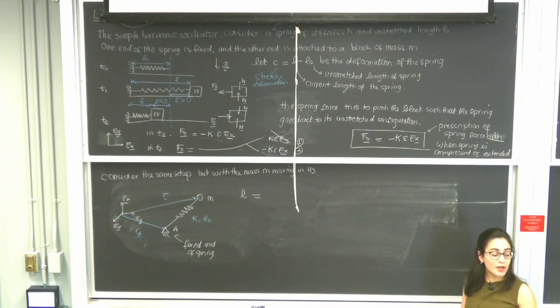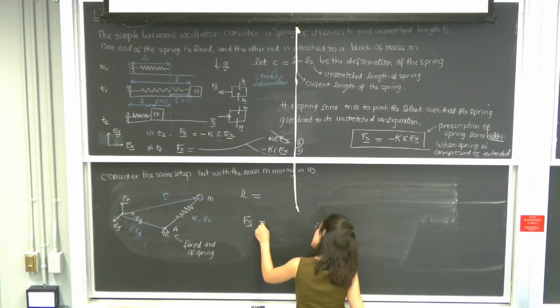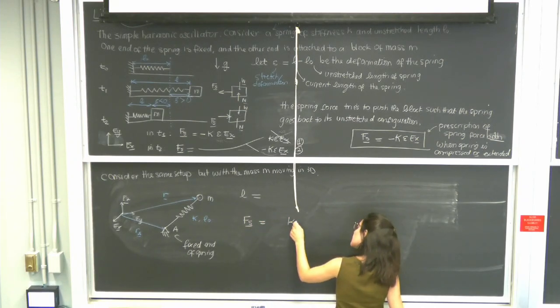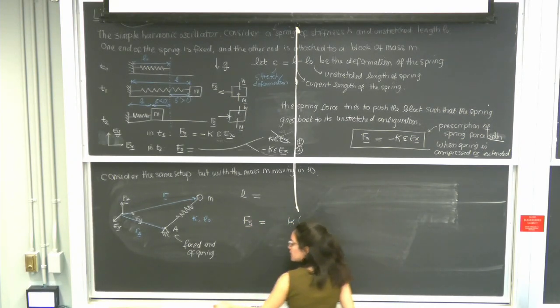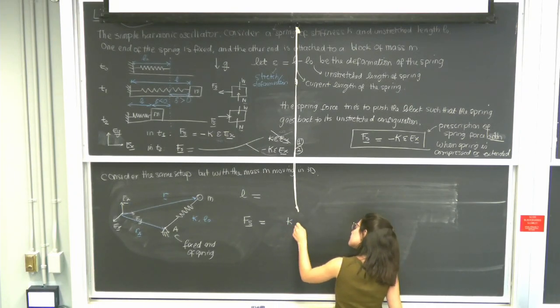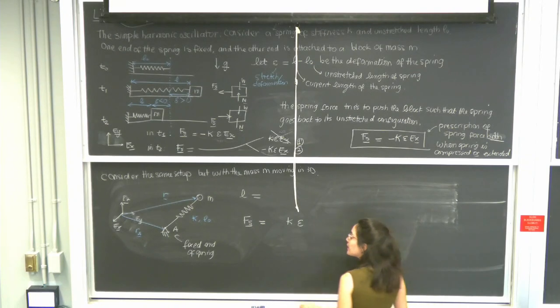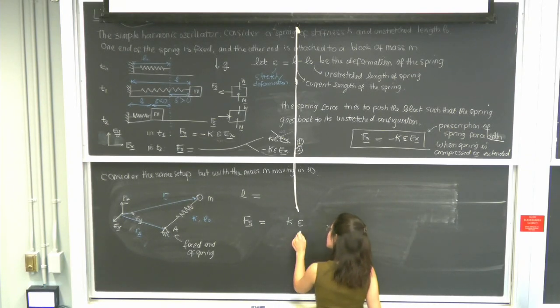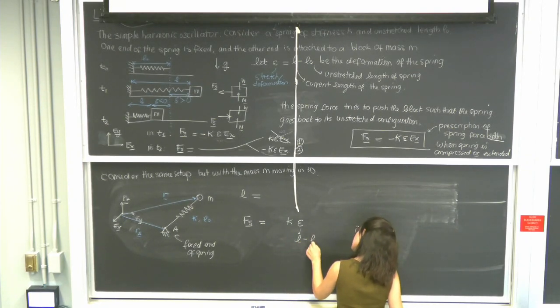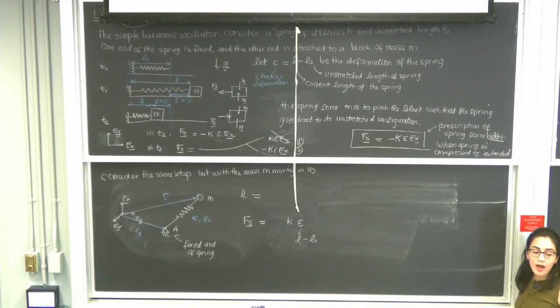Because remember, I want to prescribe the spring force, which is going to be proportional to epsilon, which is L minus L0. And then we're going to need to figure out its direction still. But for now, it's proportional to epsilon, which is L minus L0. L0 is given, say, in this problem. I need to find L. How can I express L, the current length of the spring?